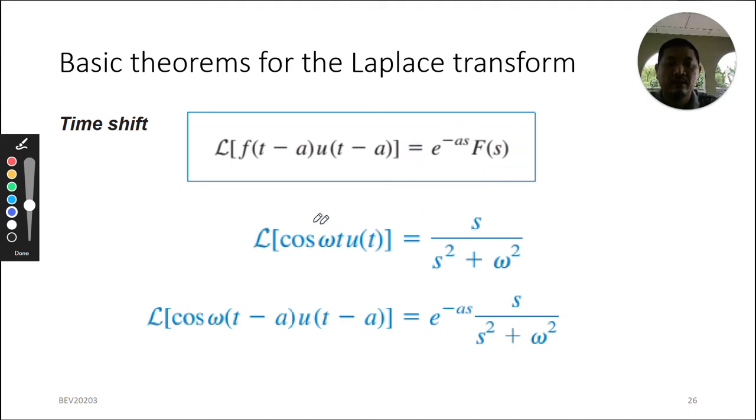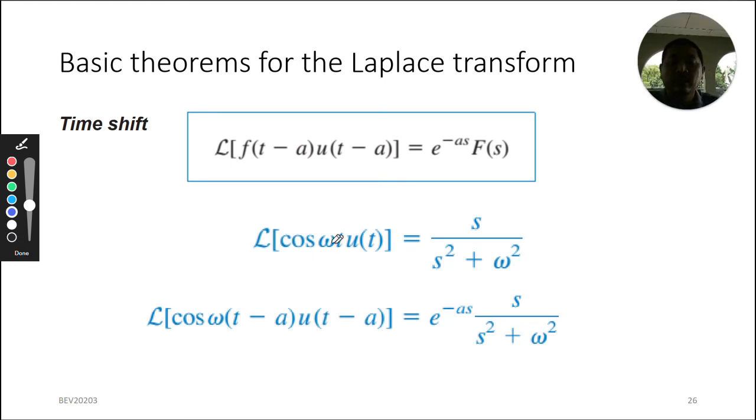Let's look at an example here. We have the function f(t) equals cos omega t u(t). The Laplace transformation of cos omega t u(t) is simply s over s squared plus omega squared. This is taken from the table of Laplace transform pairs.